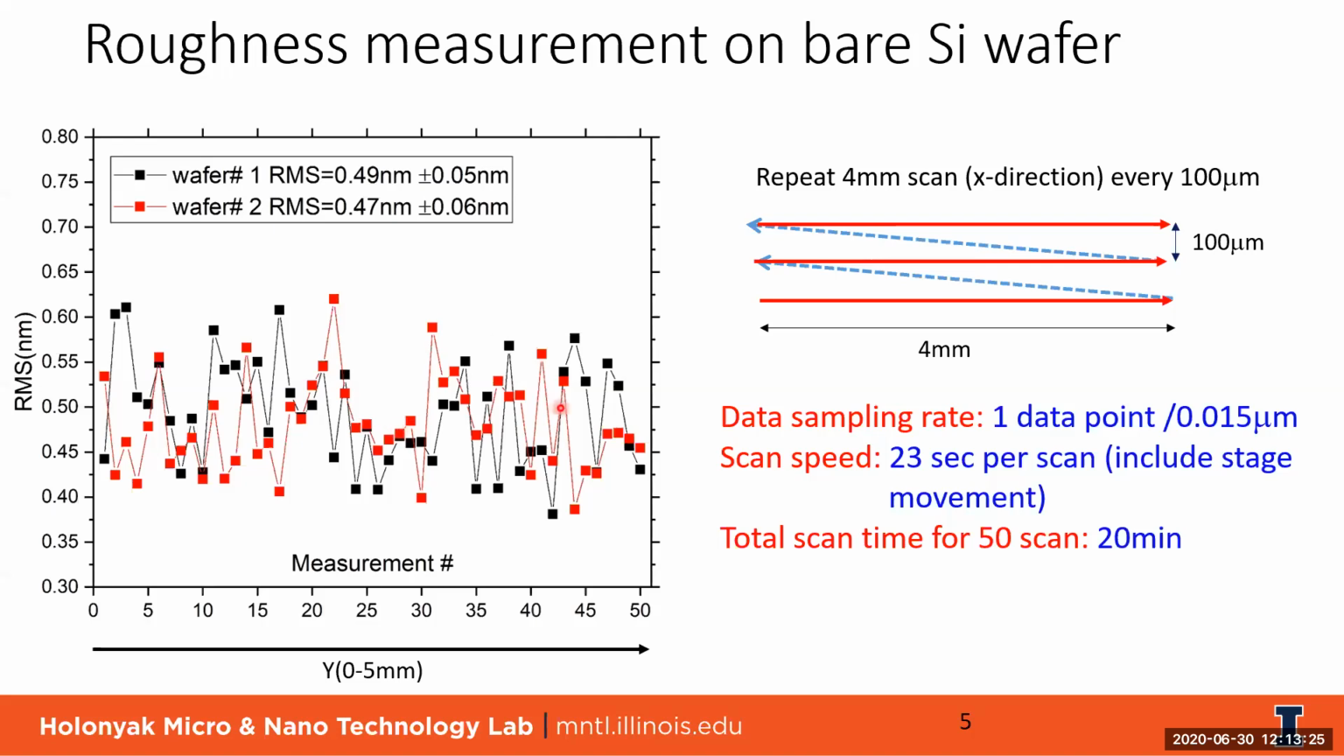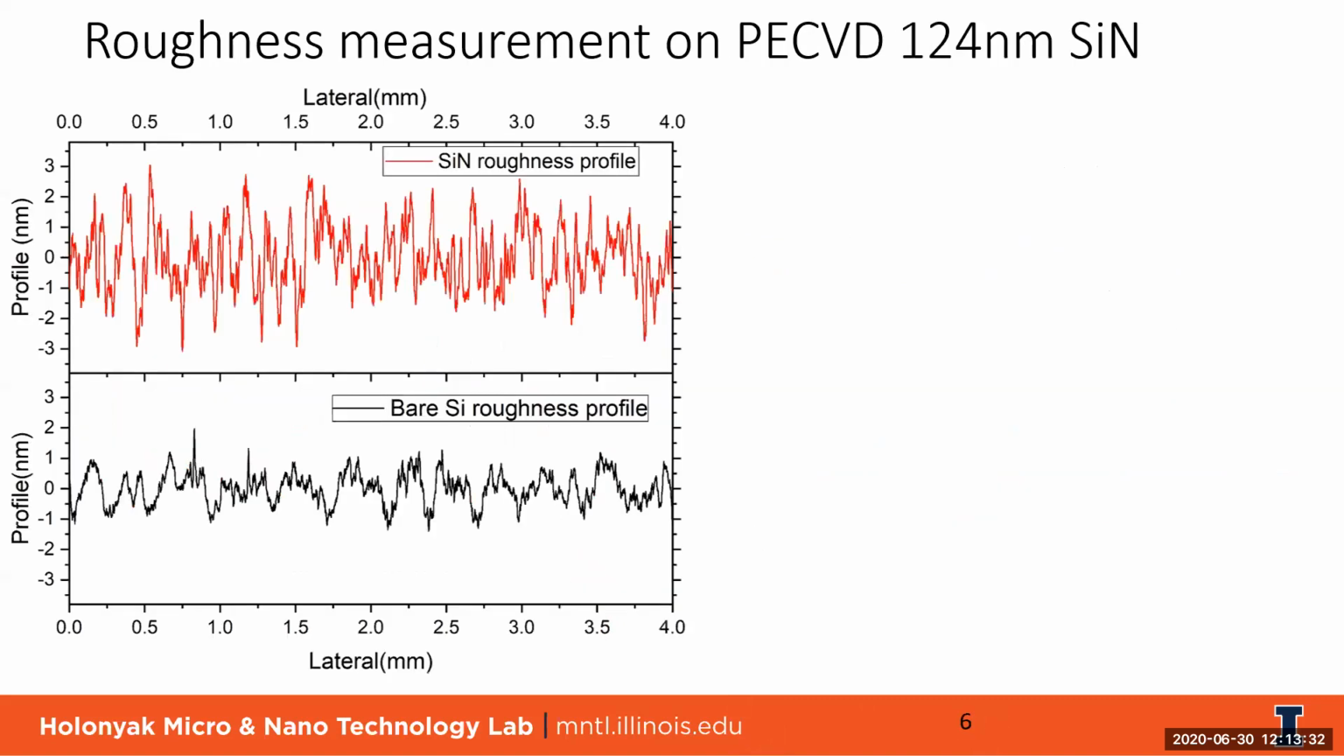The first process I try to compare with this bare silicon is a PECVD silicon nitride deposition. After I measured that silicon wafer, I deposited 124 nanometer of silicon nitride and repeated the same 4 millimeter scan. It may not be exactly the same position, but since we checked that it is quite uniform across the wafer, at least within 4 by 5 millimeter, that is fine.